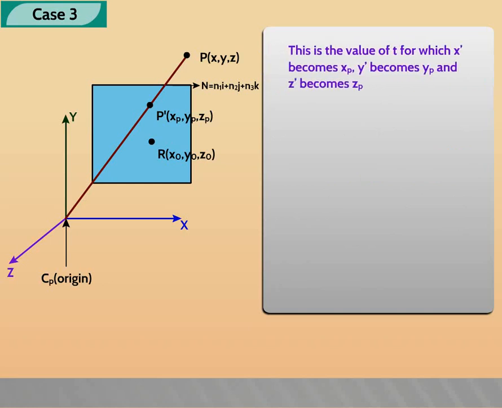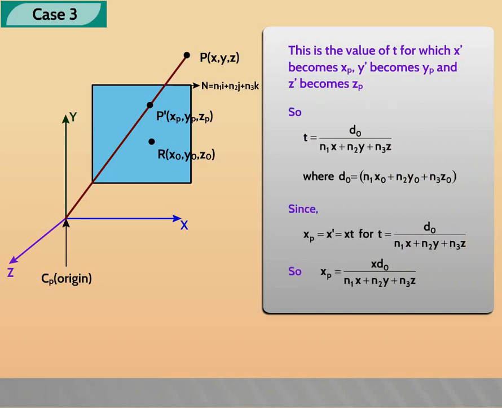This is the value of t for which x dash becomes xp, y dash becomes yp and z dash becomes zp. So, t is equal to d naught by (n1x plus n2y plus n3z), where d naught is equal to n1x naught plus n2y naught plus n3z naught.